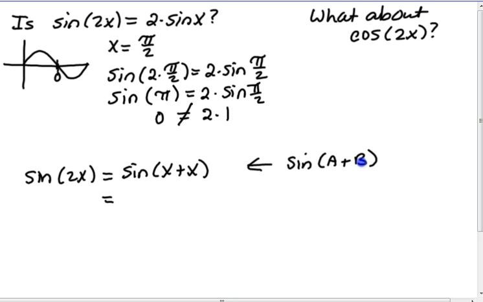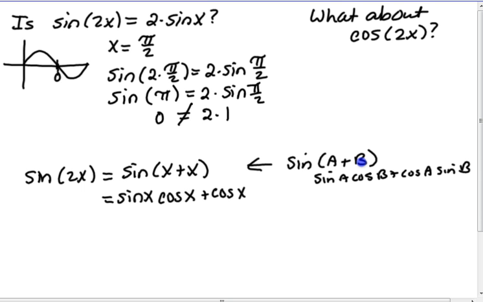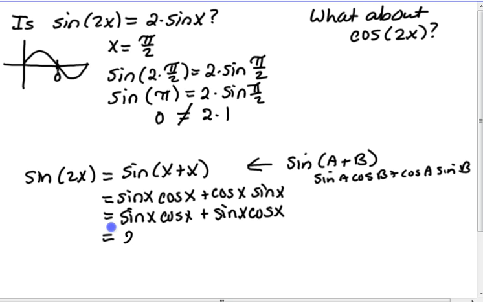So we remember, hopefully, that this is sine a cosine b plus cosine a sine b. And I'm going to use that property here and say this is sine x cosine x. Remember, a and b are the same thing, plus cosine x sine x. And this could also be written sine x cosine x plus sine x cosine x, because these two are multiplied together, I can switch the order here. So that's just 2 times sine x cosine x. So we're saying sine of 2x is equal to 2 sine x cosine x.